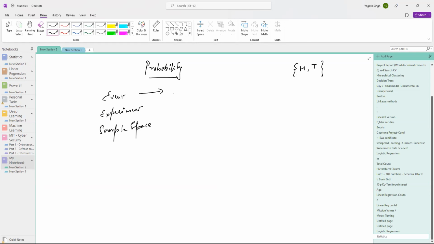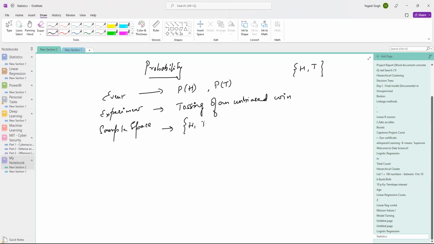The probability of any specific thing which I want. So I want the probability of the occurrence of a head. Or I want the probability of occurrence of a tail. So ये सारे individual events हो जाते हैं. What is the experiment? It is tossing of a coin. Of an unbiased coin. And what is a sample space? Sample space is a collection of all possible events that can occur.